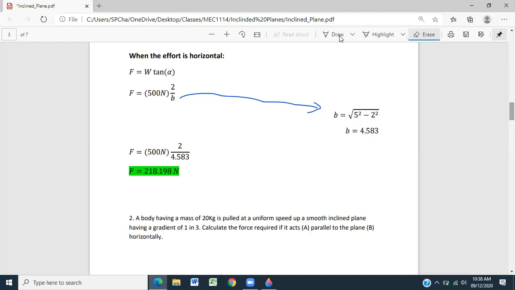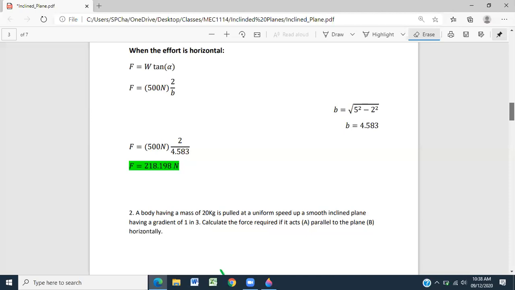And now, having found B, we reintroduce it into our formula, input this 4.583 back into our formula, and then we solve for F. Simple, easy. As long as you know this formula, you should be able to get this question done. Any questions? No? Okay, moving on. Now, there is another case that I would like to explore.